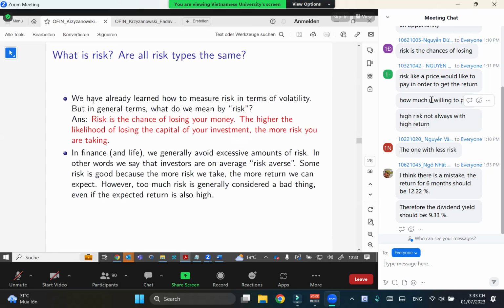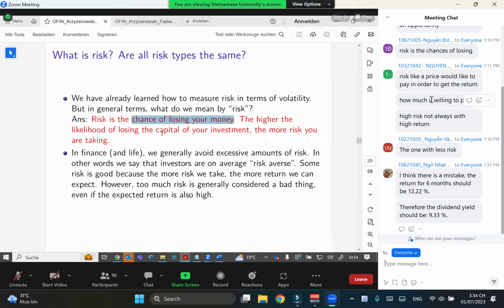Okay, now we've already learned how to measure risk in terms of volatility, right? That was the first part. But in general, what do we mean by risk? And we will also talk about it later in more depth. But I mean, risk can be chance and opportunity. It's both, but the negative side is, yes, there is a chance of losing money. You also have the opportunity to gain it, right?